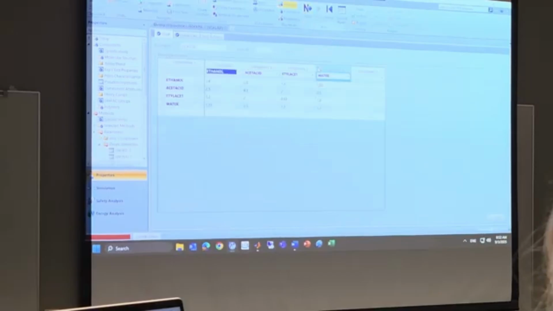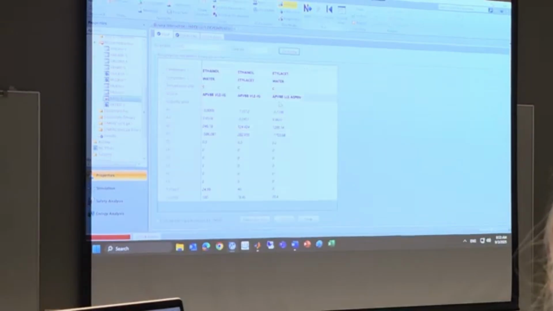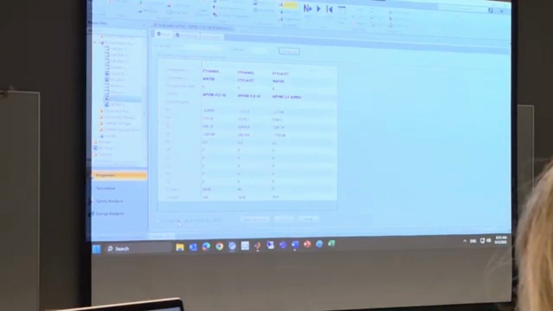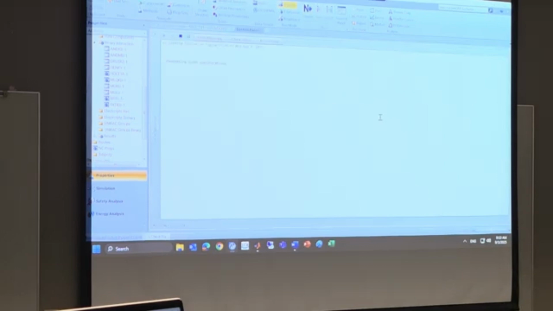Whenever you see estimate missing parameters, yes. So next, make sure table generation is completed. We can go to the simulation environment.